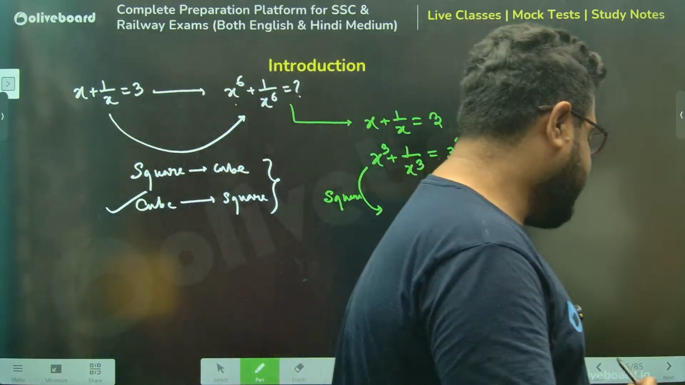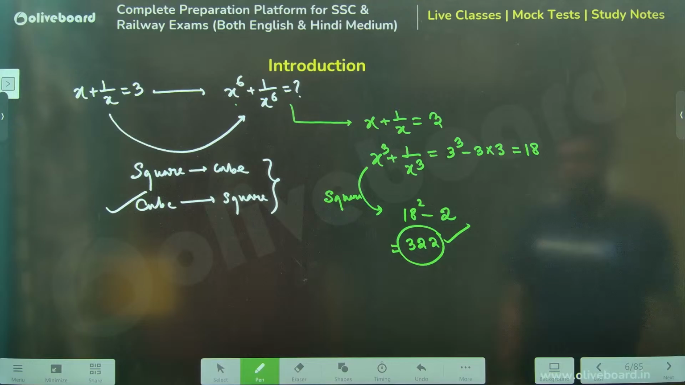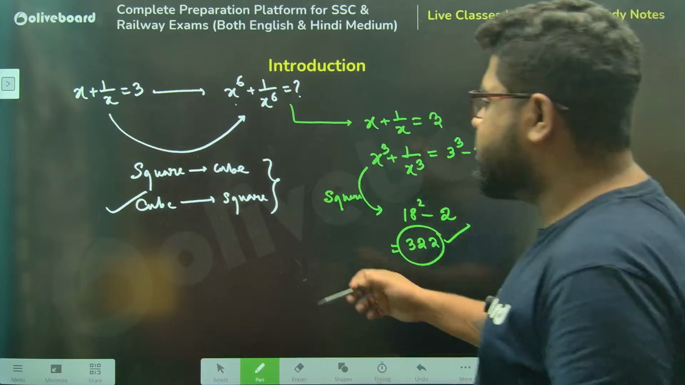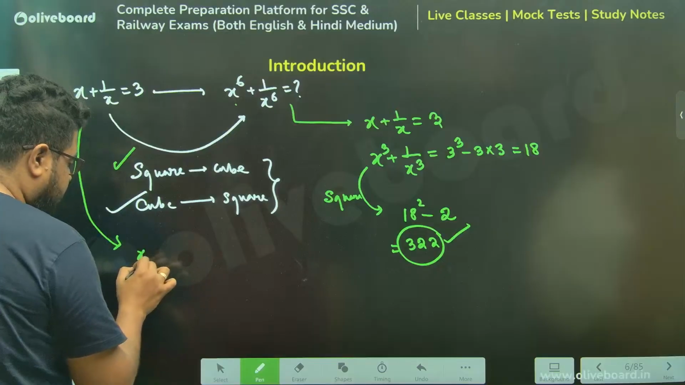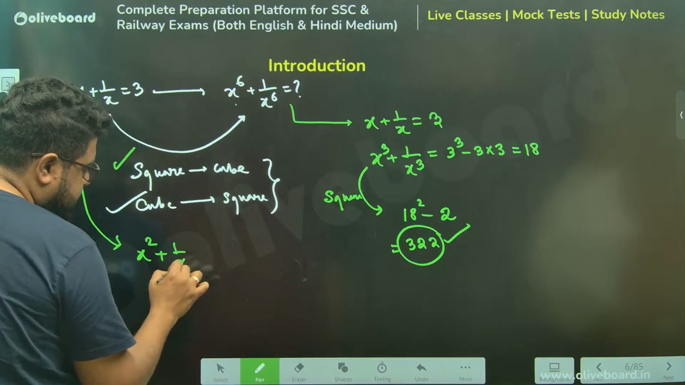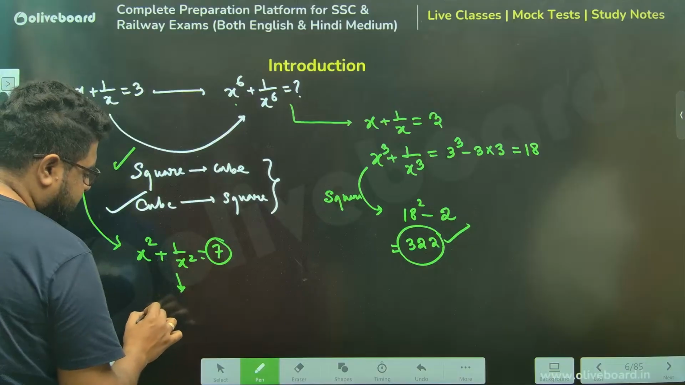322 is most definitely your correct answer, sir. Very, very simple stuff. Now, if you wanted to do square then cube, chalo, you can do that too. So from here I'll figure out x square plus 1 by x square, which will be p square minus 2, 7. Then you do, sir, the cube of this.